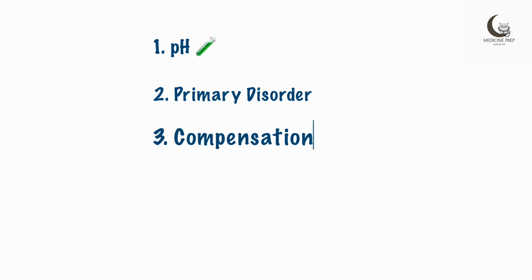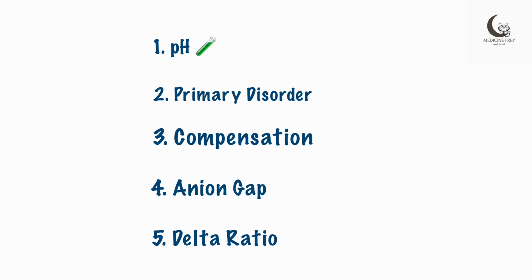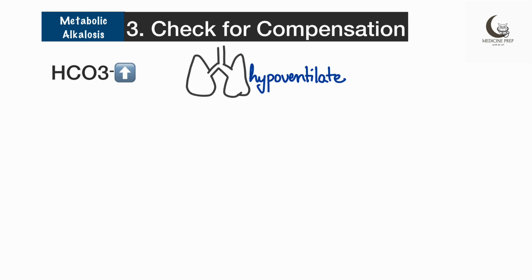So remember the sequence for all four disorders. We'll first look at the compensation, then the anion gap, and lastly the delta ratio. Now let's move on to metabolic alkalosis. Here the primary abnormality is an increase in bicarbonate. To compensate, the lungs hypoventilate, retaining carbon dioxide. As the carbon dioxide rises, the pH moves back toward normal.